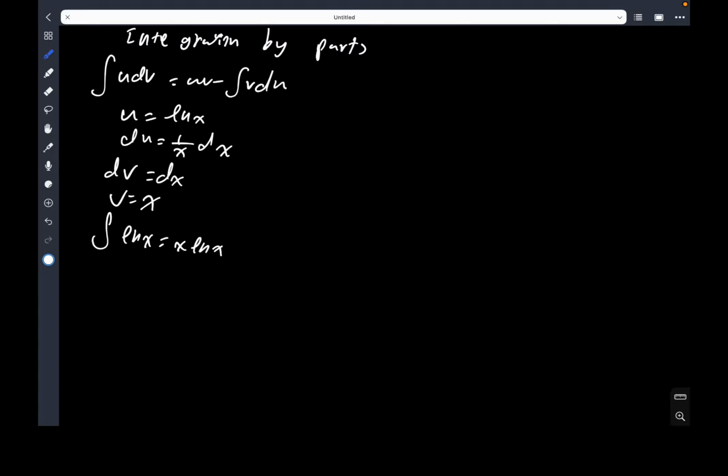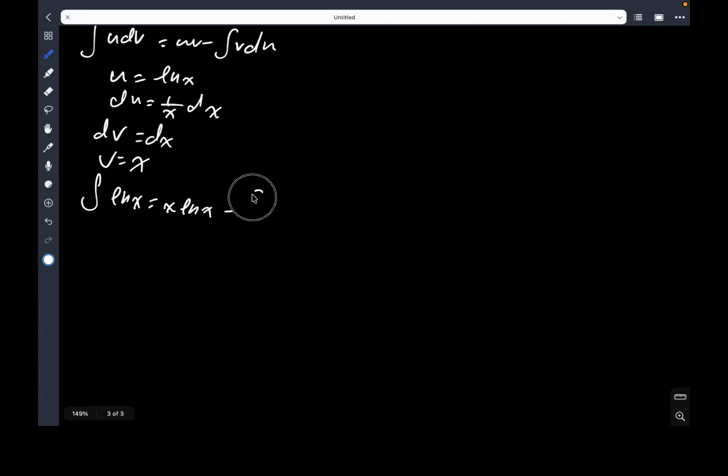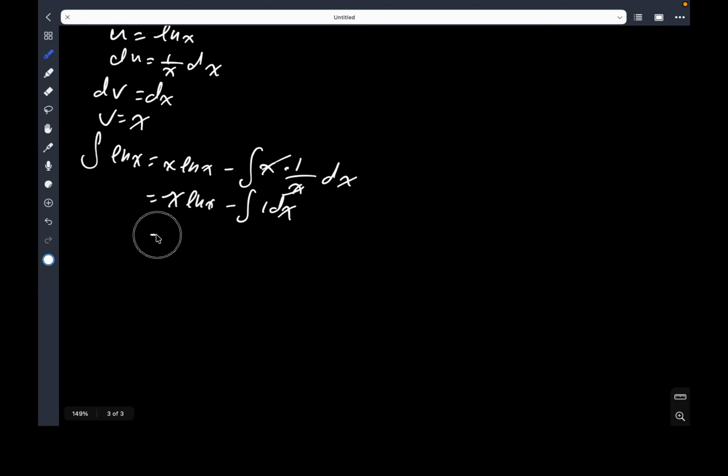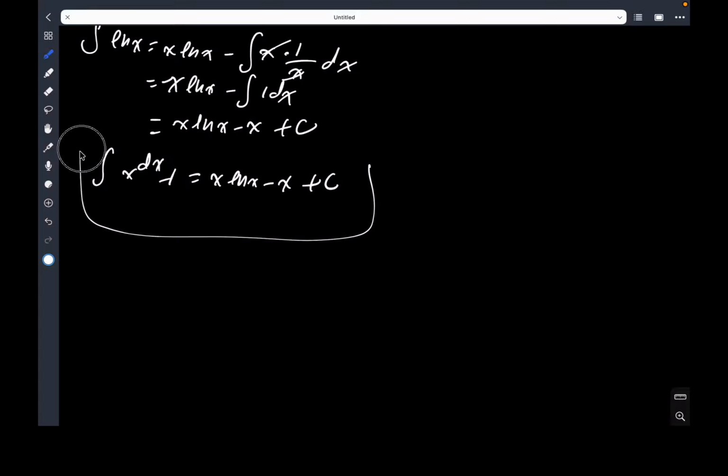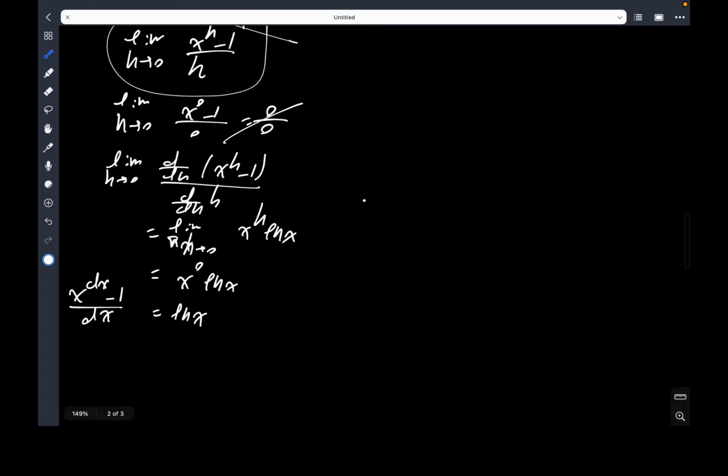u equals ln x, v equals x, and minus the integral of v, which is x, and du, which is 1 over x dx, which is x ln x minus the integral of 1 dx. The antiderivative of 1 is x, which is going to be x ln x minus x plus C, some constant of integration. Thus, our final result for the integral of x to the dx minus 1 is going to be x ln x minus x plus C, some constant of integration, and that is the final form of our integral here that looks very scary at first.